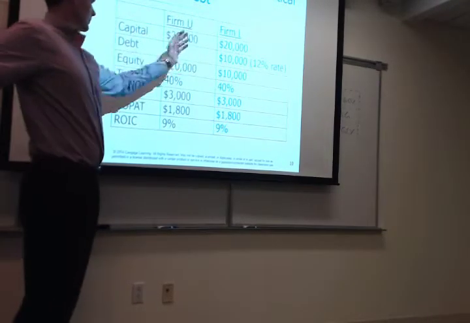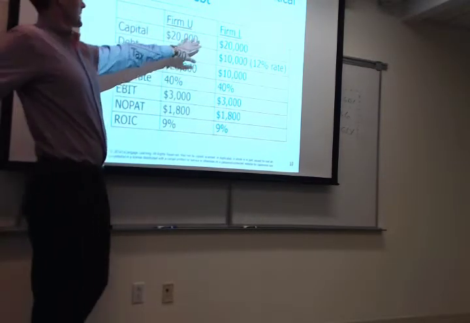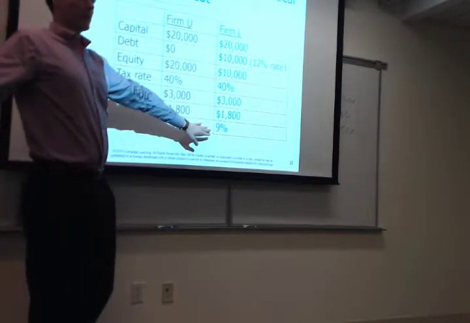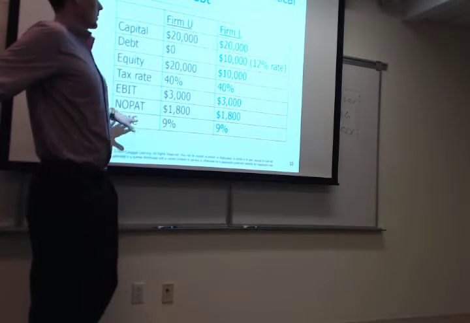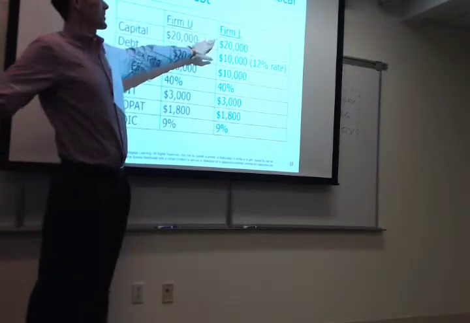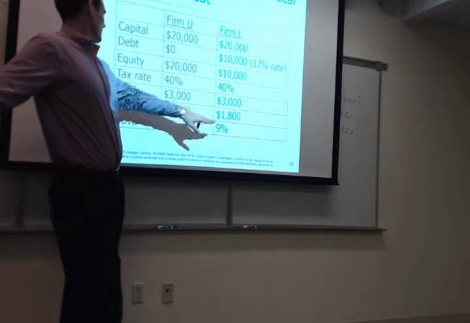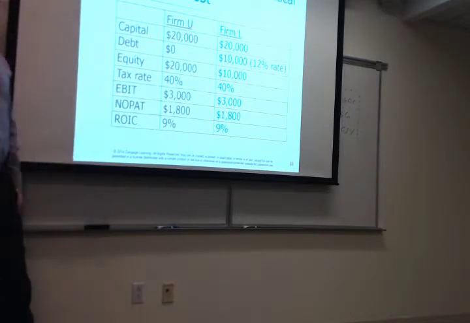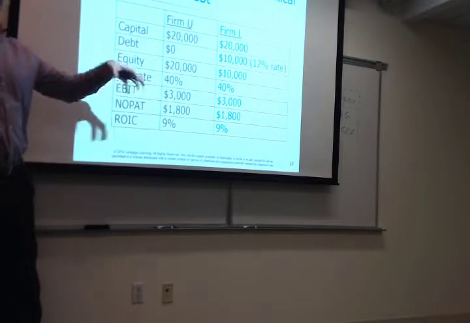For our levered firm, the return on invested capital is the same because the invested capital, even though some of it is debt, some of it is equity, still comes out to 9% because this is a figure that just considers the entire invested capital. Suppose for this levered firm, though, of that $20,000 of capital, $10,000 is debt, $10,000 is equity. Same tax rate, same EBIT, same NOPAT, and of course the return on invested capital is the same. Where it gets different is when we start talking about the return on equity.